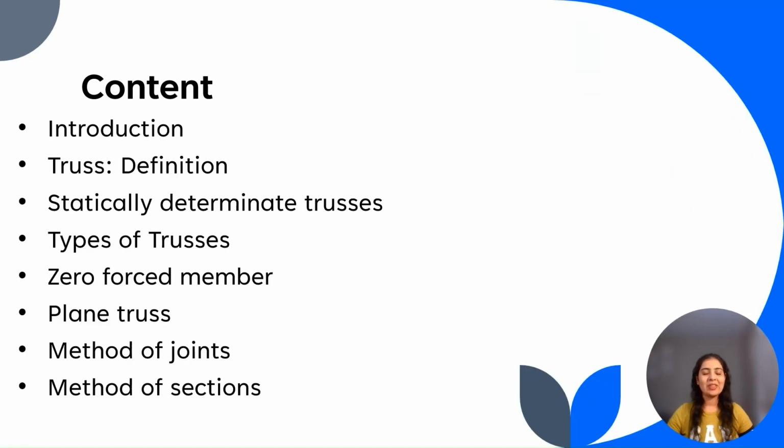Contents of the videos are: Introduction, Truss, its definition, what are statically determinate trusses, types of trusses, and do you know what are zero force members? What is a plane truss? Then we will solve problems based on the two methods. First is the method of joints and the second is the method of sections.